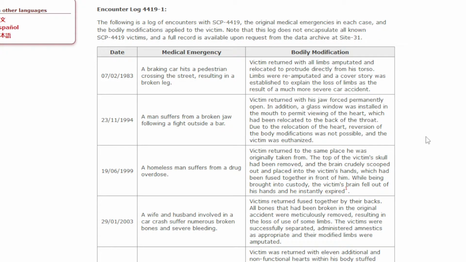Victim returned with his jaw permanently forced open. In addition, a glass window is installed into the mouth to permit viewing of the heart, which has been relocated to the back of the throat.